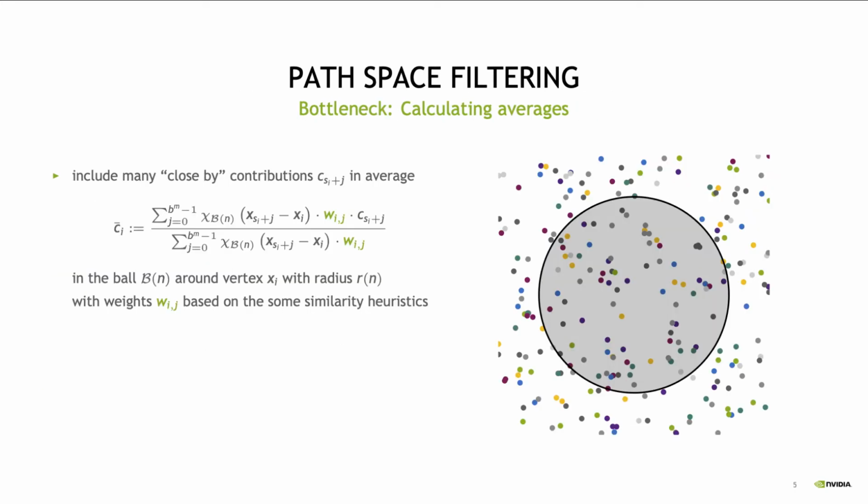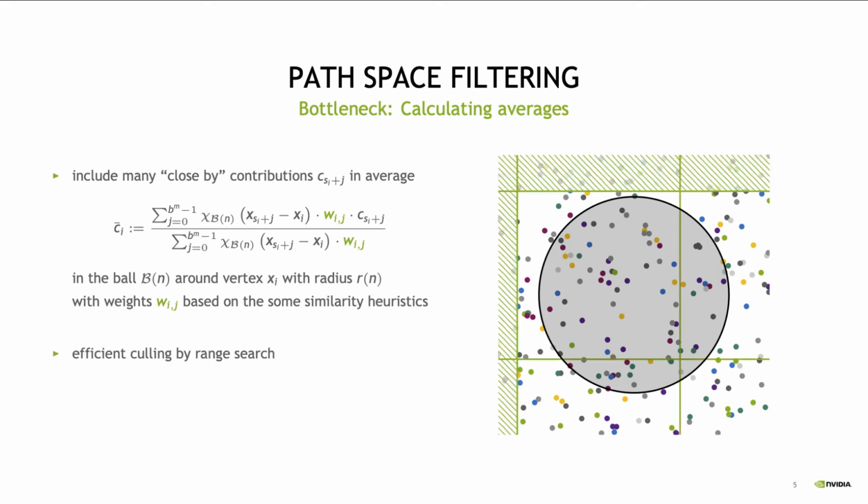Looking closely at the algorithm reveals its main bottleneck, the calculation of the averages. In order to maximize variance reduction, we want to include many contributions that are classified as close by in our average. So for each point of intersection, we need to loop over all vertices we stored, check the characteristic function chi_b, and potentially add their contributions c_{s_i+j} multiplied with a weight based on a similarity measure to a sum. A second sum in the denominator sums up all the weights of vertices we included in order to calculate the weighted average in the end.